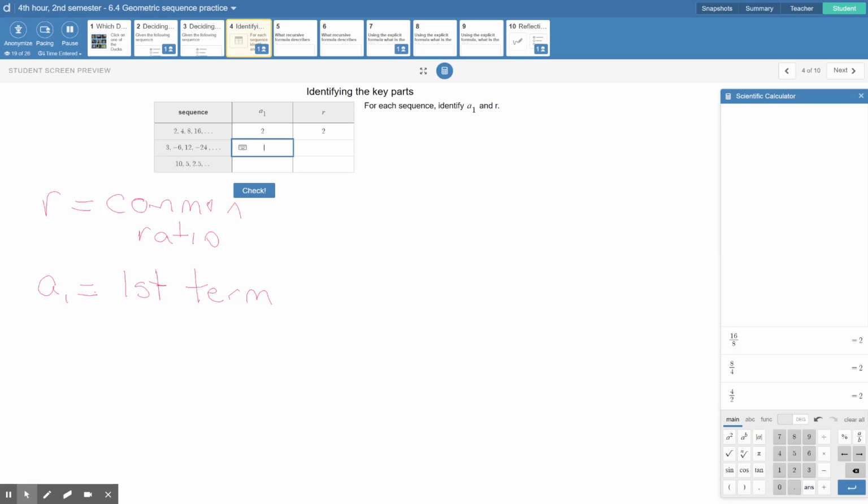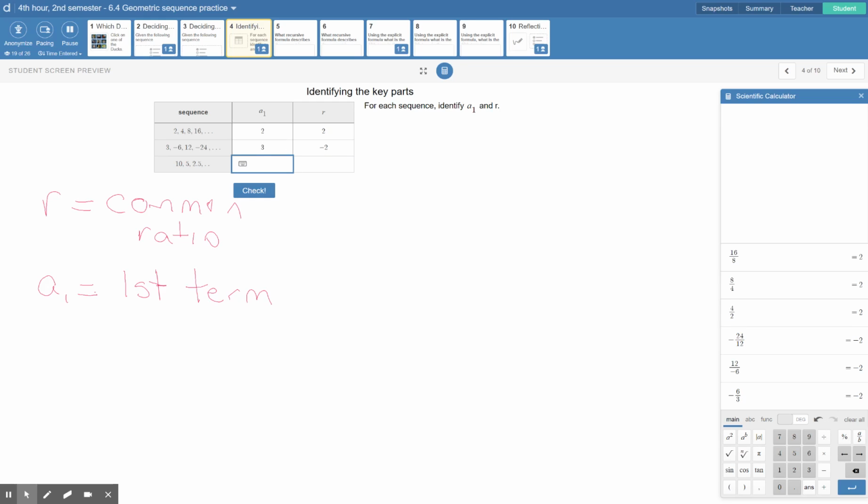Now for the second sequence, what is the first term? The first term is 3. How do I find the common ratio? Work backwards. Negative 24 divided by 12. 12 divided by negative 6. Negative 6 divided by 3. My common ratio is negative 2.